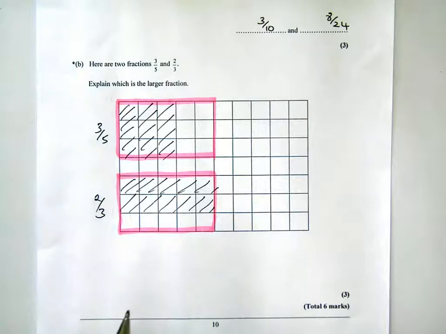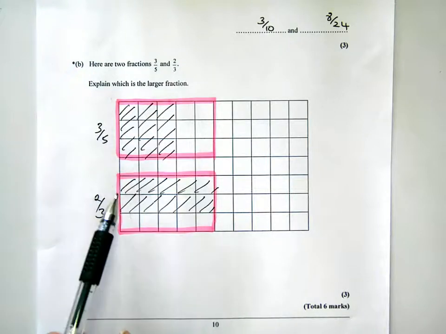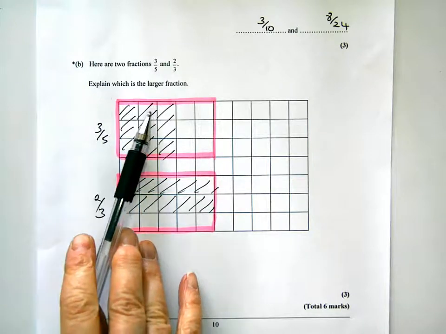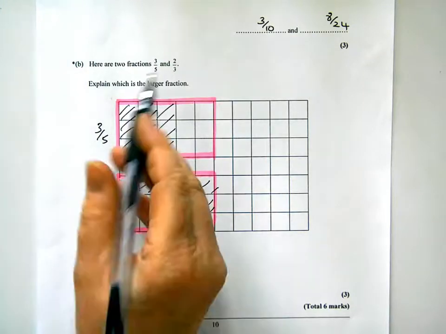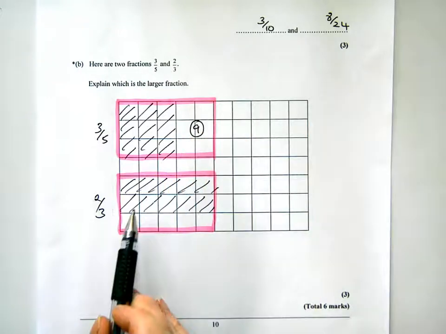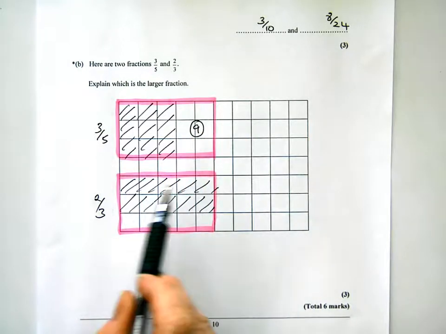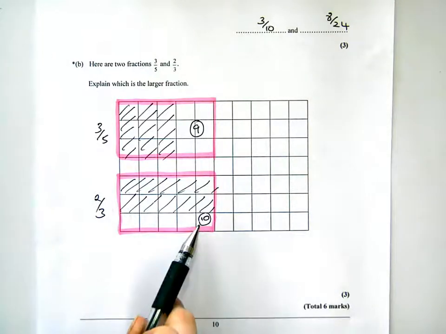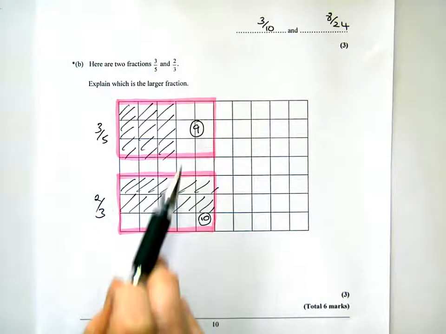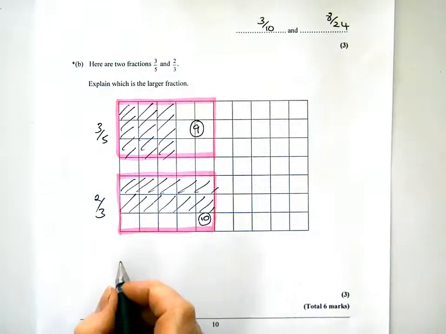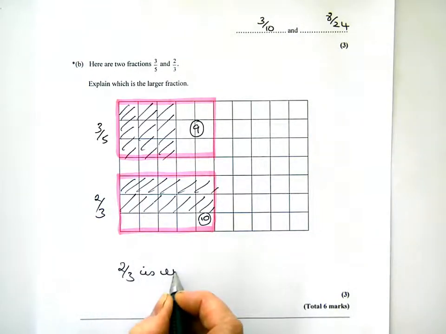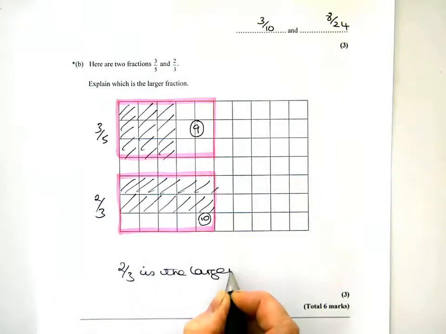So explain which is the larger fraction. All we need to do is see how many squares are shaded here. So that's 9. And here, 1, 2, 3, 4, 5, 10 squares shaded there. So which fraction is larger? Obviously 2/3. So make sure you write a sentence: 2/3 is the larger fraction.